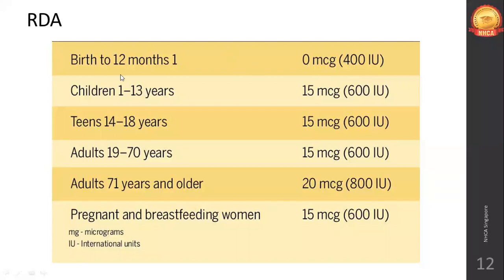Then the recommended daily allowances, RDA. From birth to 12 months, that is via breastfeeding. Usually the child will receive 400 international units of vitamin D just by breastfeeding. Then for kids, 600 IU, teens 600 IU, adults also 600 IU, pregnant and breastfeeding mothers also 600 IU.